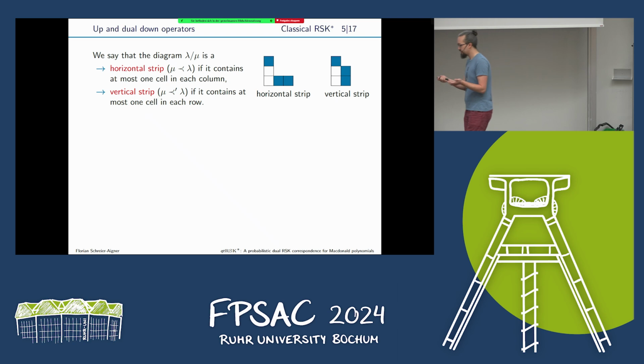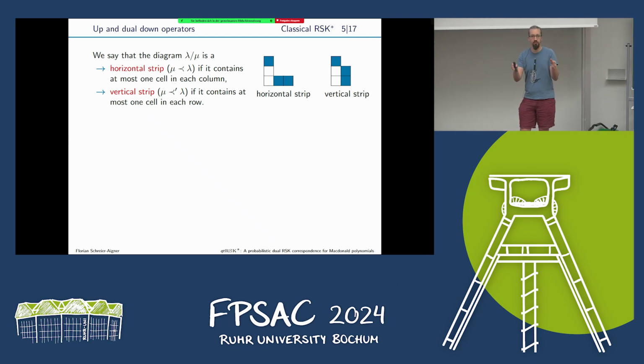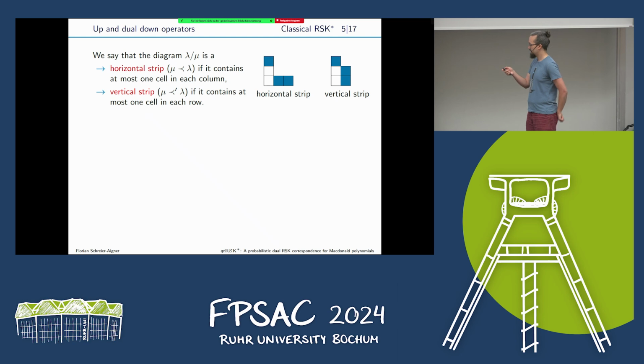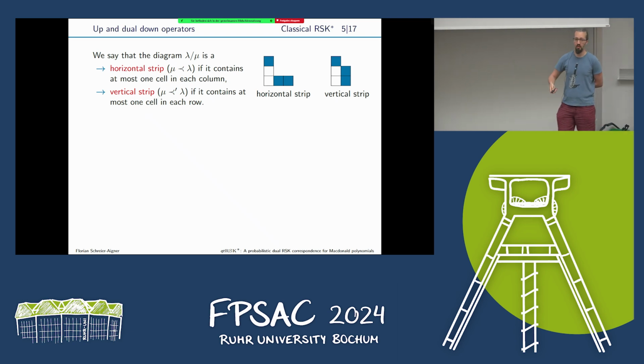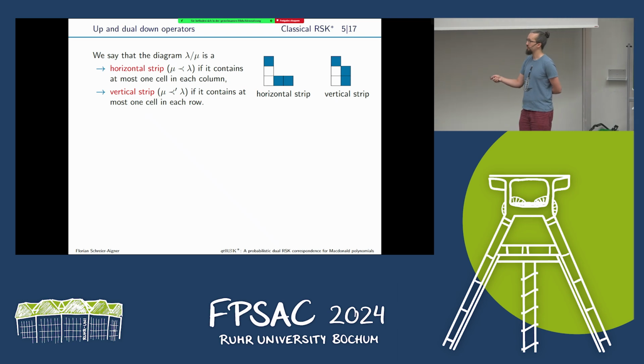And it's very useful for this talk, and I feel like in general, to use this combinatorial description for Schur polynomials, but rewrite it slightly in a more algebraic way. And for this, I need up and down operators. But first, a horizontal and a vertical strip. So a horizontal strip is a skew shape where there are no two boxes in the same column. So here, this blue part forms a horizontal strip. And analogously, a vertical strip is a skew shape where there are no two boxes in the same row. So here you can see a vertical strip.